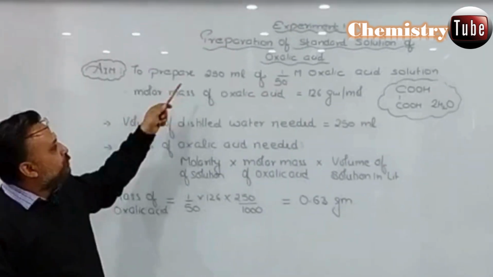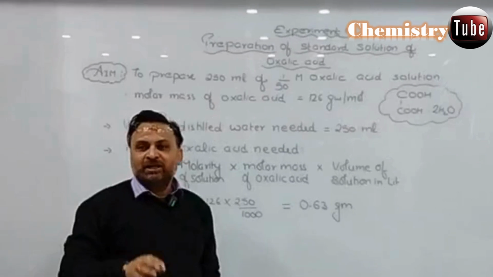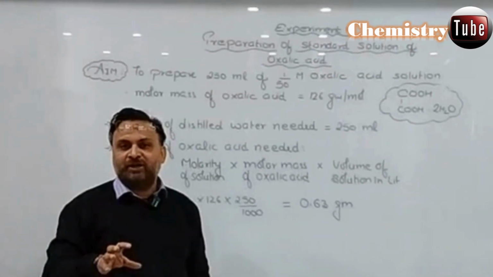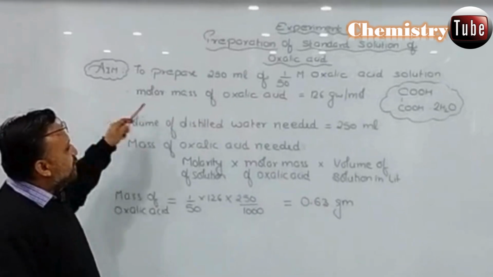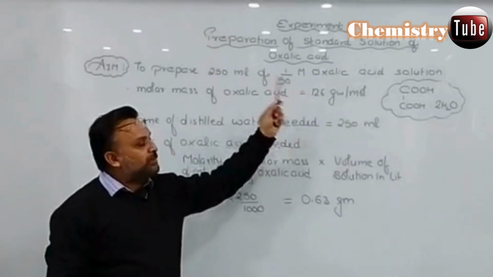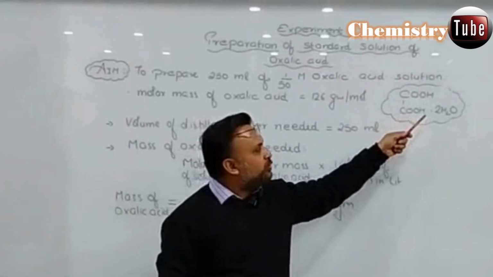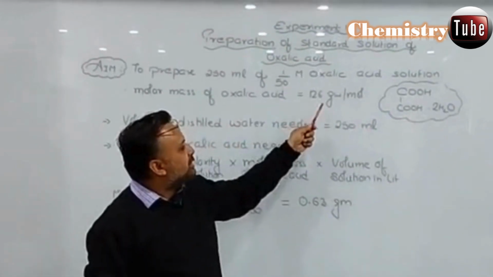So we have to prepare 250 ml of 1/50 M oxalic acid standard solution. This standard solution will be used to determine the molarity of an unknown solution. Now the molar mass of oxalic acid is given as 126 gram per mole, and the formula of oxalic acid is COOH COOH.2H2O. When we calculate its molar mass, that comes out to be 126 gram per mole.